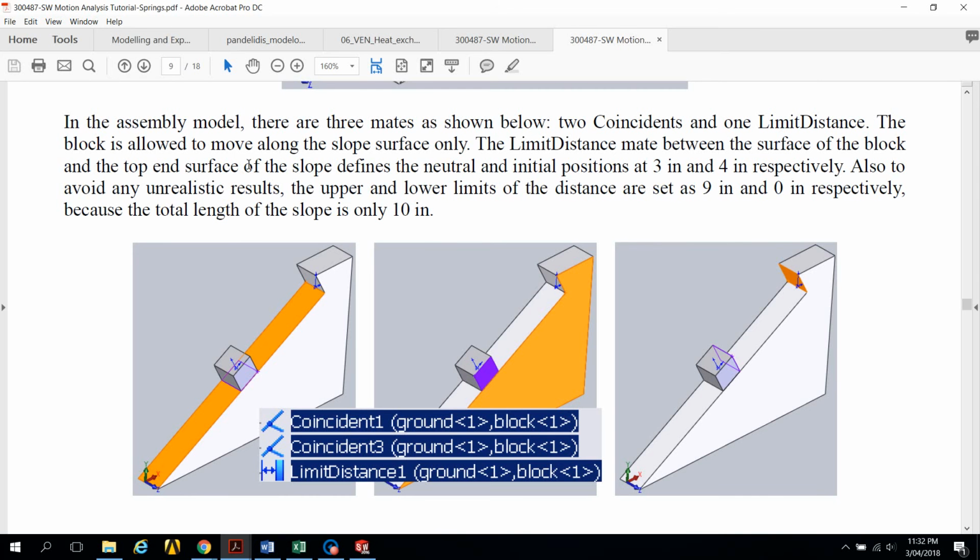The block is going to be allowed to move along the slope surface only. The limit distance mate between the surface of the block and the top of the slope surface is defined in neutral and initial positions at 3 inches and 4 inches respectively. To avoid any unrealistic results, the upper and lower limits of the distance are set at 9 and 0 inches respectively, because the total length of the slope is only 10 inches.